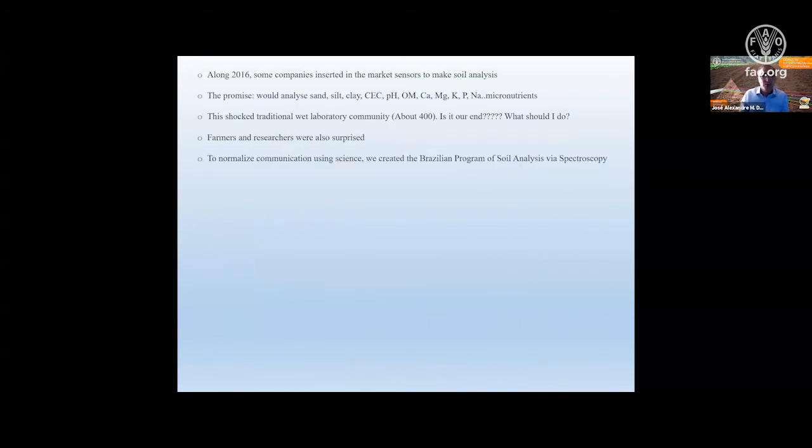But despite that, we also had another trigger. Some companies inserted into the market sensors to make soil analysis, but bypassing the wet soil laboratories. So they said, what is happening here? The promise was to analyze, as you see here, all elements. So the community got shocked. The wet laboratory community with 400 laboratories in Brazil, is it our end? What should I do? Farmers and researchers were also surprised.